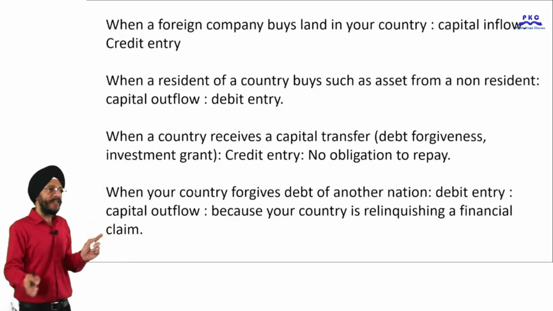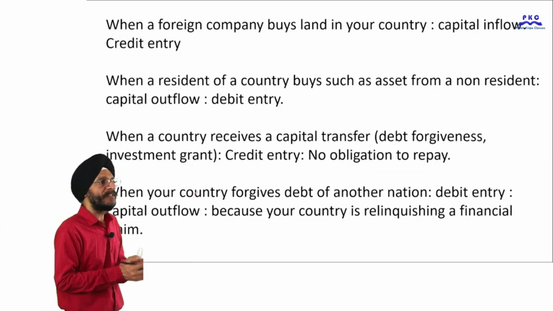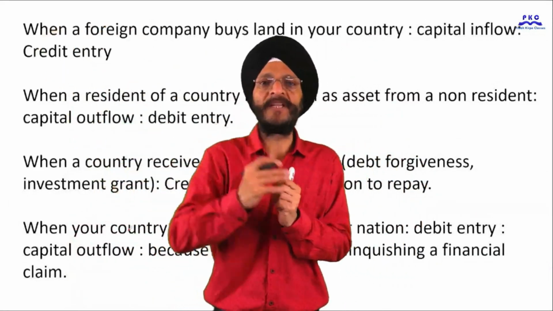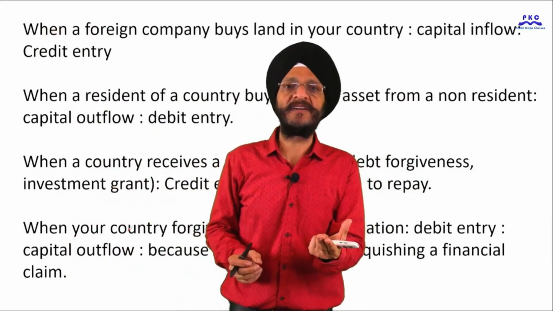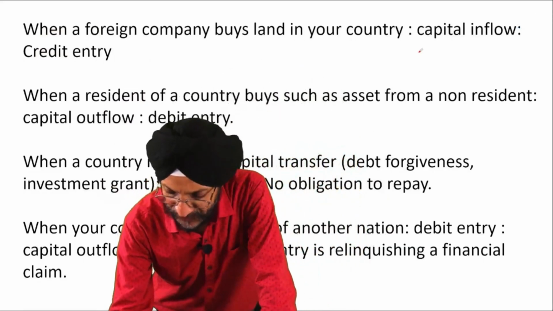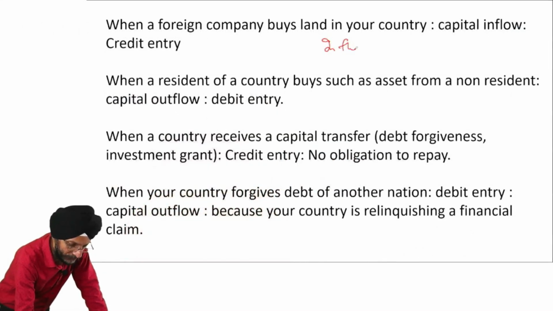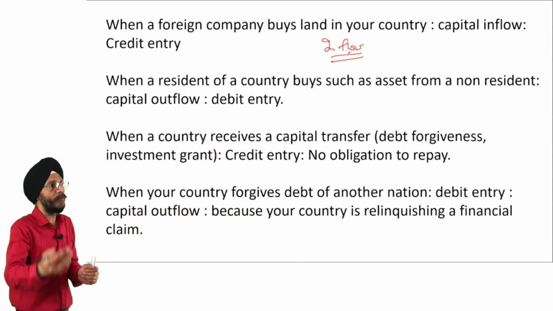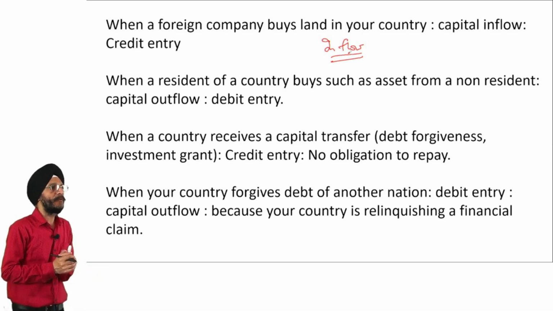Now here we take into account certain examples and how they are recorded in the capital account. When a foreign company buys land in our country, what happens? There is inflow of foreign exchange. Foreign exchange comes into our country. This is recorded on the credit side of the capital account.